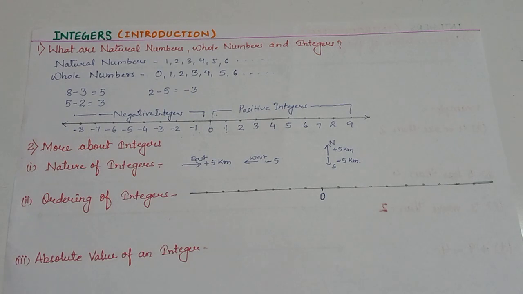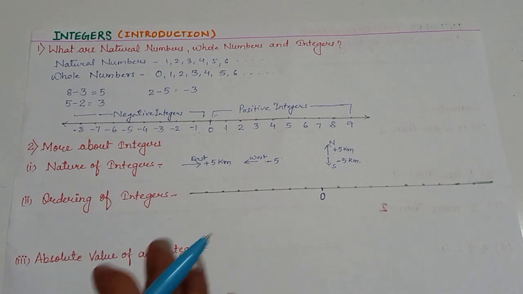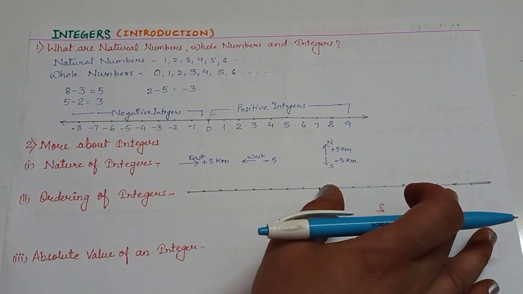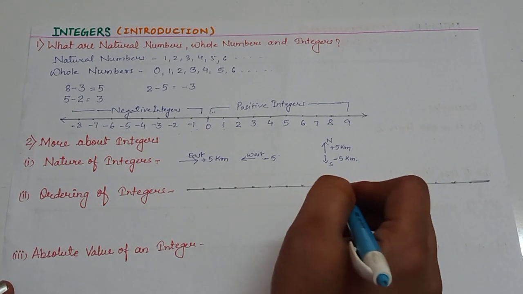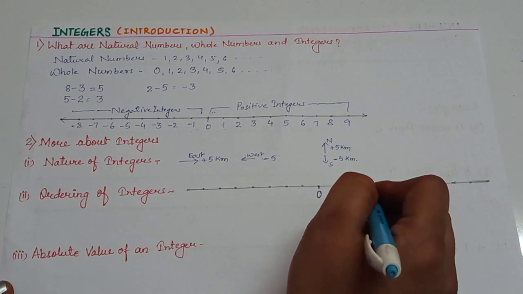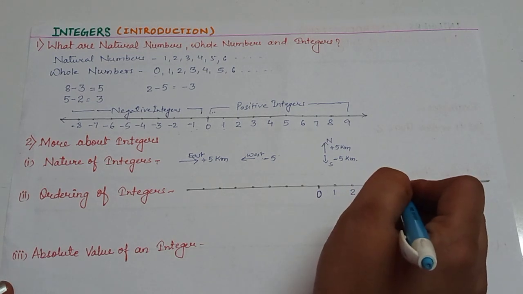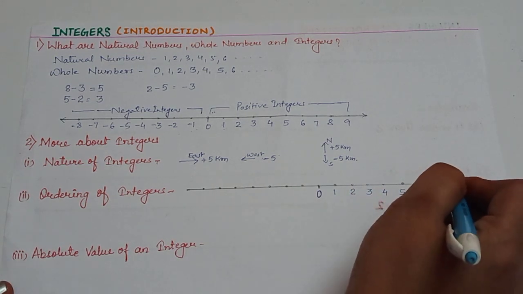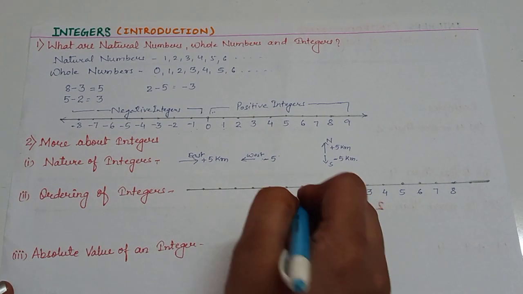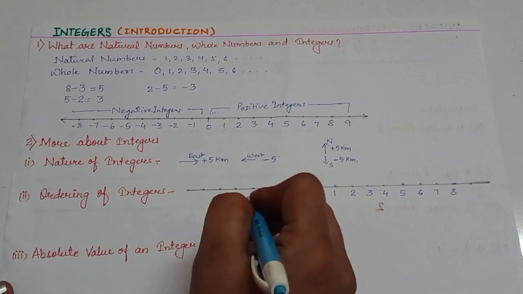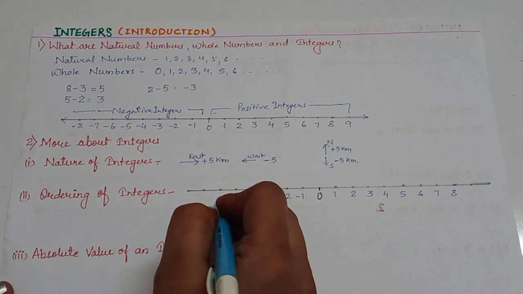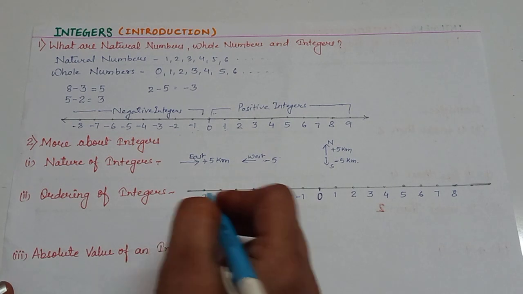Now coming to ordering of integers. We all know that all the positive integers lie on the right of 0 and all the negative integers lie on the left of 0. So let us write it: 1, 2, 3, 4, 5, 6, 7, 8, and over here -1, -2, -3, -4, -5, -6, -7.